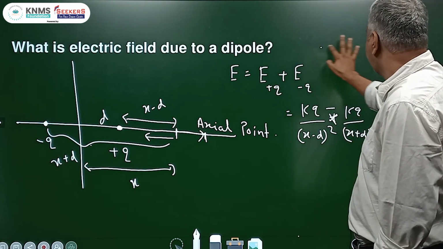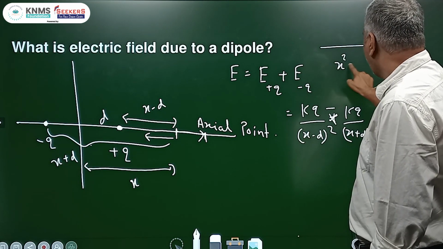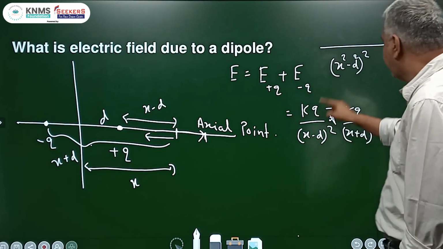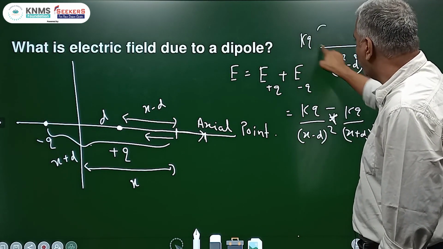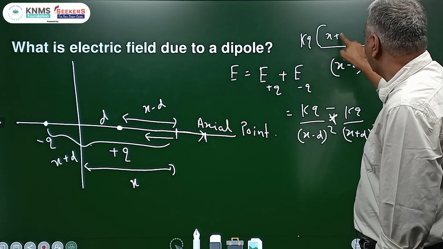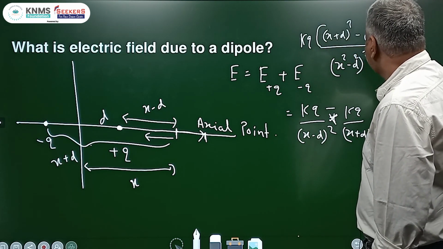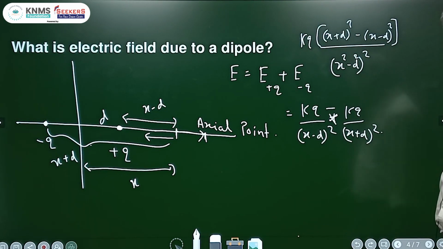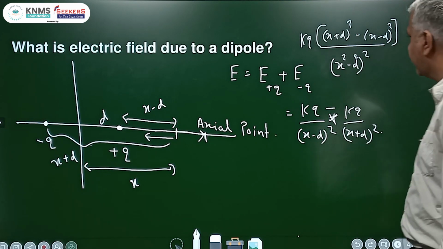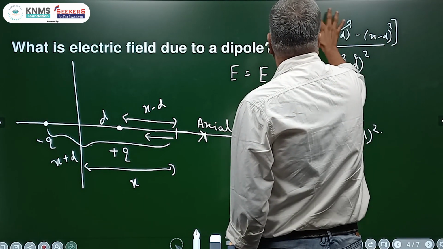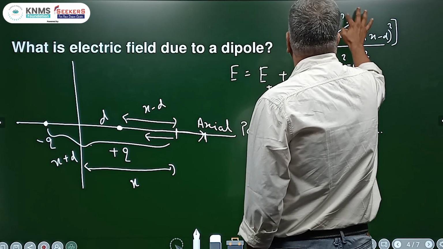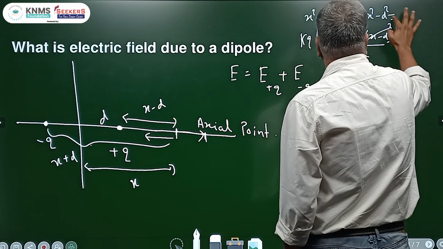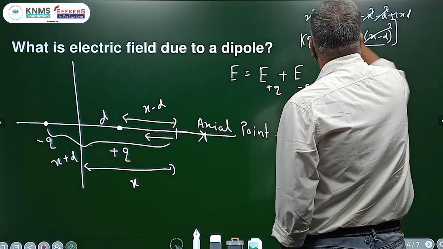So, let me take the LCM. So, the LCM will become x squared minus d squared the whole squared, and kq is common to both. So, I will get x plus d the whole squared minus x minus d the whole squared. Okay. So, now when you simplify this, I can write this as x squared plus d squared plus 2xd. I can write this as minus x squared minus d squared plus 2xd. So, all these will get cancelled.